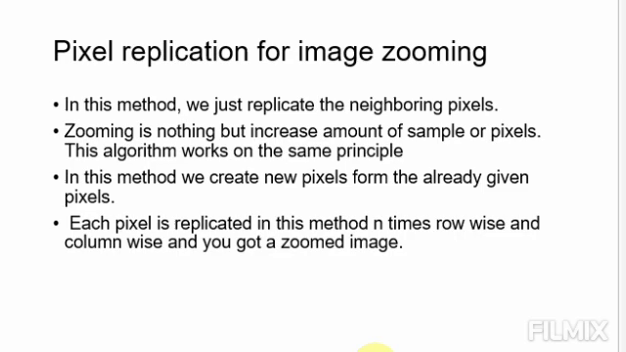Pixel replication for image zooming. It is also known as the nearest neighbor interpolation. As its name suggests, in this method we just replicate the neighbor pixels.